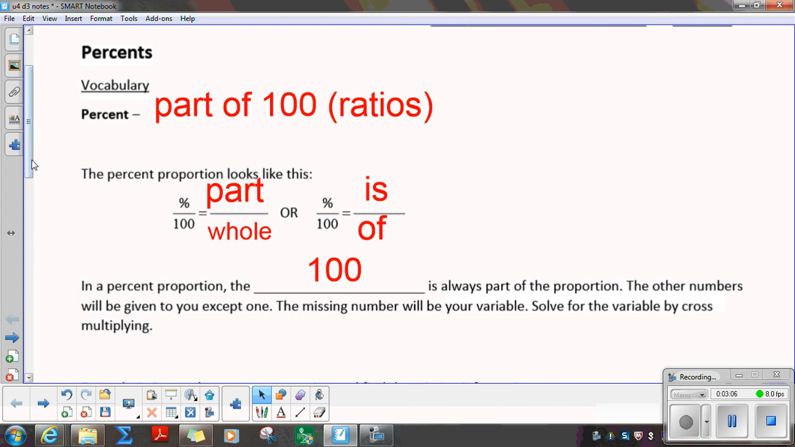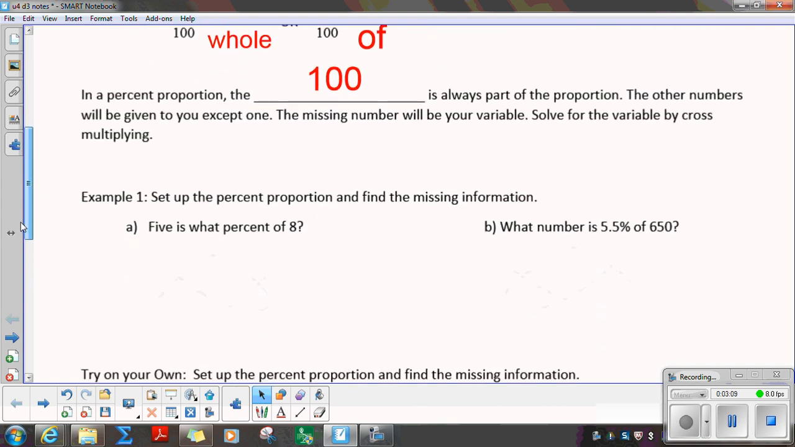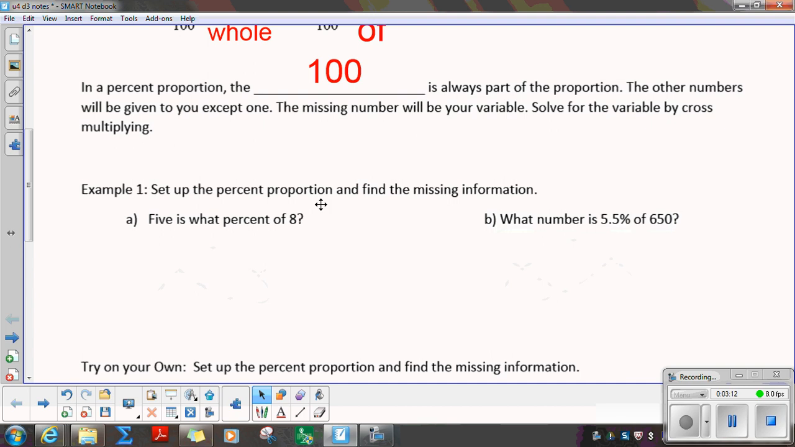Okay? So let's look at a couple examples. We have to set up a percent proportion. This is really hard to say. Feel a little tongue-tied with it. And you have to find the missing information. So A says that 5 is what percent of 8? So we're going to go ahead and dissect this. 5 is, okay, what percent of 8? So here, we actually have the is, we have the of, and we have the 100 that's already guaranteed in our proportion. The only thing we don't have is the percentage.